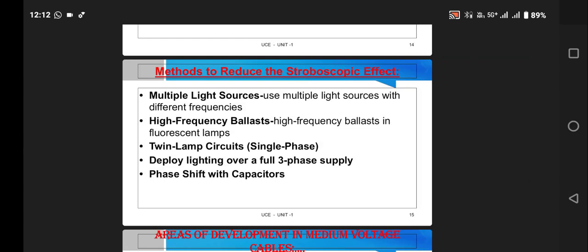Methods to reduce the stroboscopic effect. We can use multiple light sources, high frequency ballast, twin lamp circuits, with deploying lighting over a full three-phase supply, phase shift with capacitors.